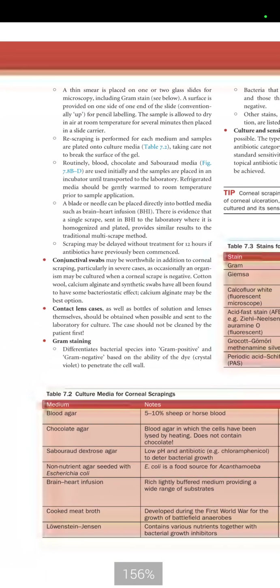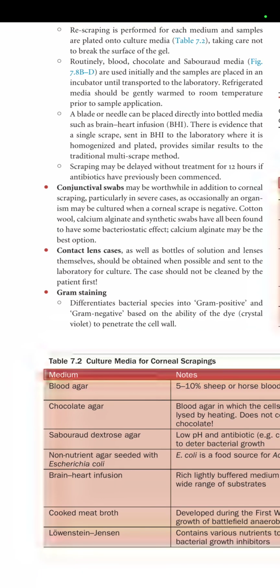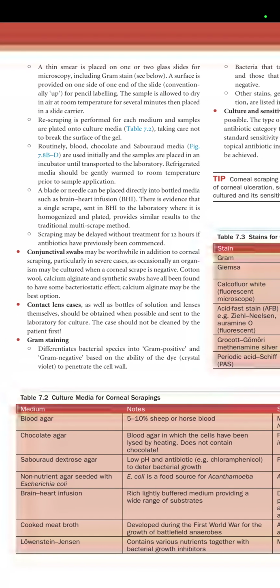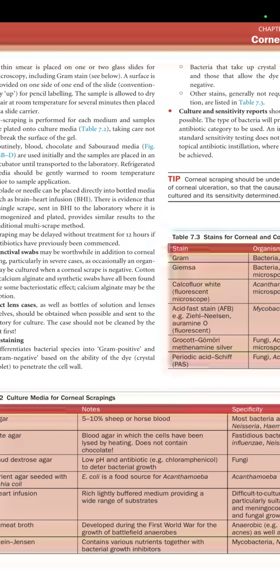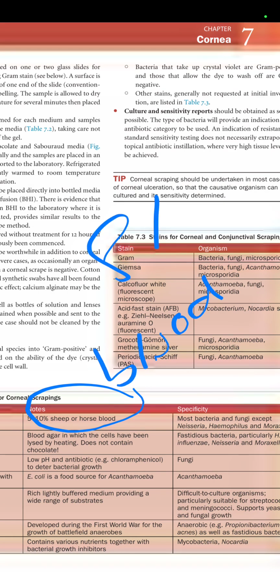There are different kinds of culture media, that is blood agar, chocolate agar, Sabouraud dextrose agar, non-nutrient agar seeded with Escherichia coli, and brain heart infusion, cooked meat broth, and Lowenstein-Jensen medium. So first of all, we are going to study about the blood agar. Basically the blood agar is 5 to 10% of the sheep or horse blood. So blood agar is basically 5% sheep or horse blood.